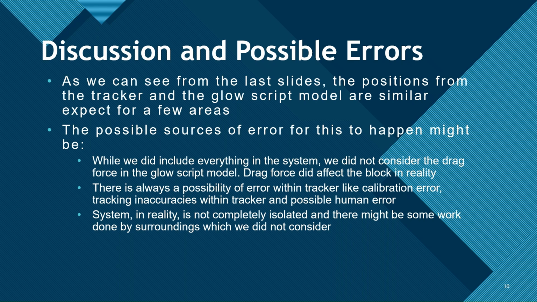As we can see from the last slides, the positions from Tracker and the closed script model are very similar to each other except for a few areas. The possible sources of error for this might be the following. While we did include everything in the system, we did not consider drag force in the closed script model. Drag force did have some effect on the block in reality. There's always a possibility of error within Tracker, like calibration error, me tracking the block inaccurately, and some possible human errors. Another primary source of error could be that the system in real life is not completely isolated, and there could always be some work done by surroundings which we did not consider.